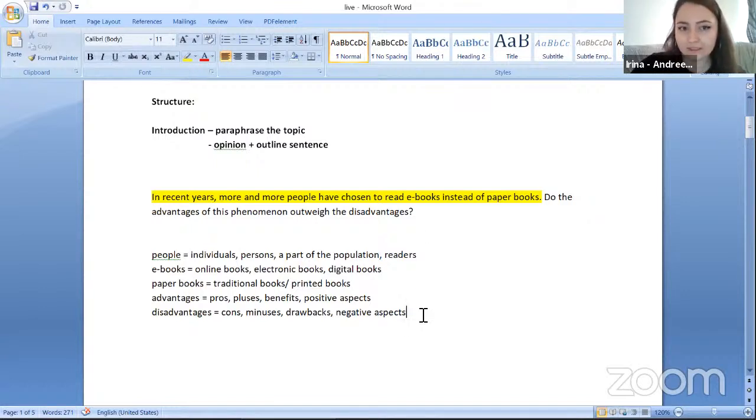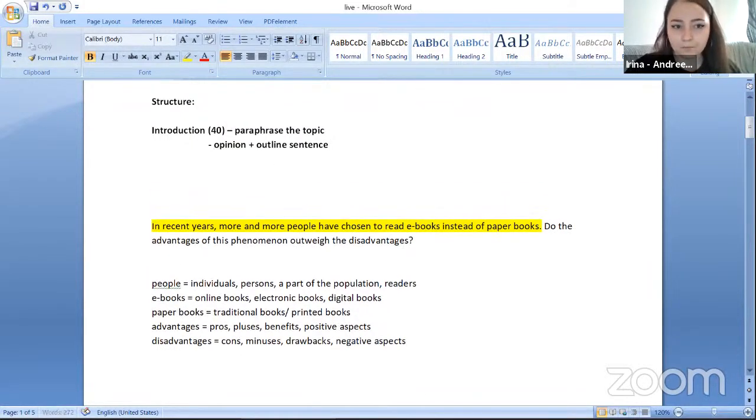Great. Now this introduction can have only two sentences, one with the paraphrase and one where you give your opinion and outline what you are going to write about in the essay. Something like, in my opinion, the pluses of this phenomenon outweigh the minuses, and I will explain why in this essay. Something like this. And that's your introduction. And it should have around 40 words, not more than that.